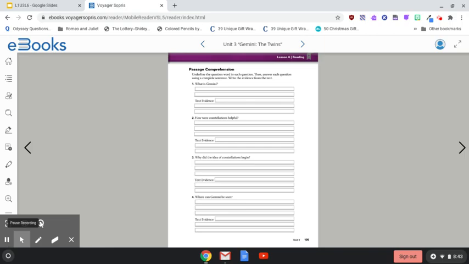Now turn to page 105. We are going to complete both 105 and 106 with this activity. Now we are going to answer other questions about Gemini, the twins, for more practice. Some of the questions may be similar to the questions you have already asked and answered.